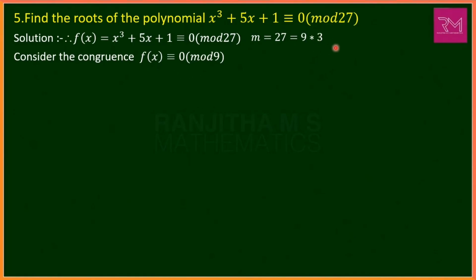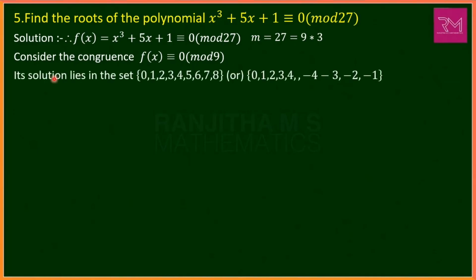Also, the 3 which is contained in the modulus 9, there is no need to find the root of the polynomial under mod 3. Here we have to consider the congruency f of x congruent to 0 mod 9 and find its solution set. Therefore, we get 0, 1, 2, 3, 4, 5, 6, 7 and 8.